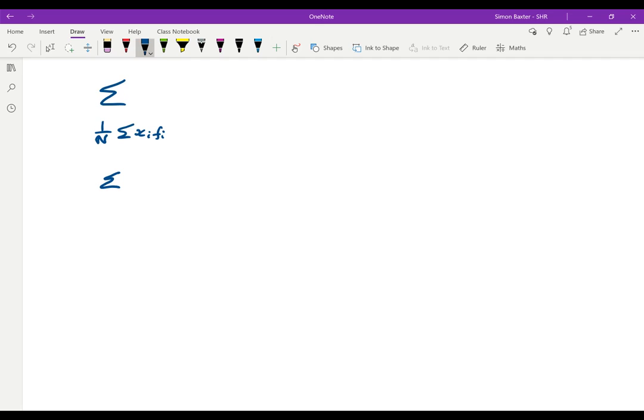Let's take sigma, r equals 2 to 4, of minus 1 to the power of r times 2 to the r. Okay, I would like you all to work that out. Just pause the video now, work that out on a piece of paper. When you've done it, start the video again. So pause the video.